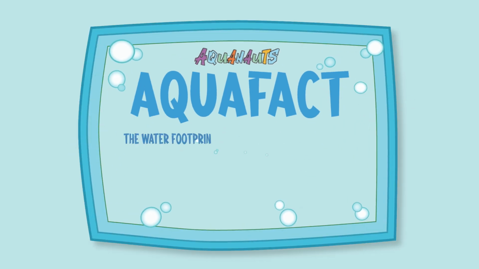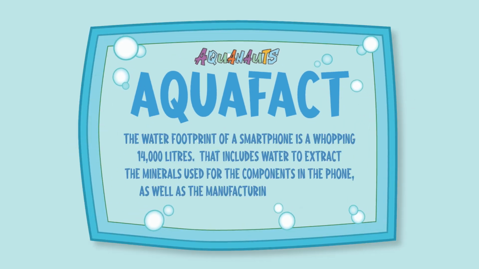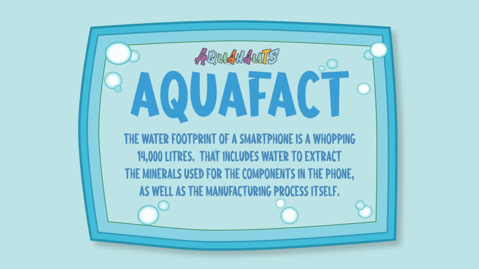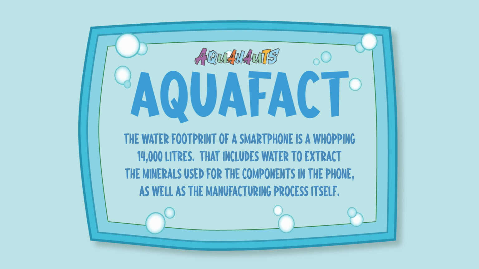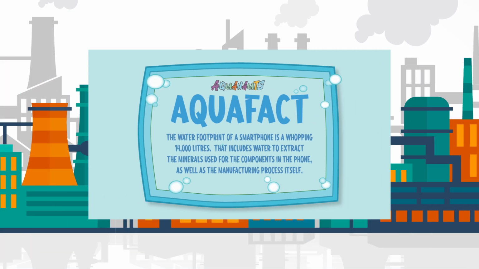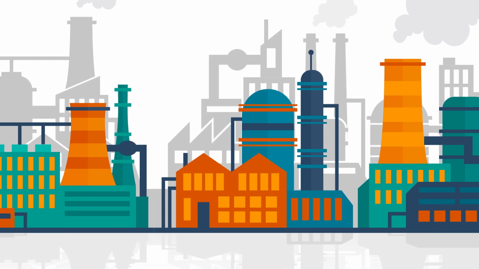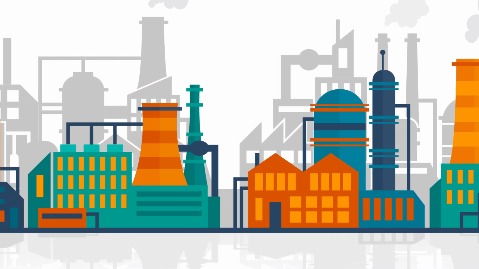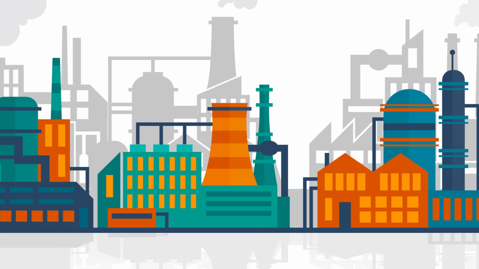Aquafact. The water footprint of a smartphone is a whopping 14,000 litres. That includes water to extract the minerals used for the components in the phone, as well as the manufacturing process itself. Water is used in almost every industry. Let's check out 3 major types.